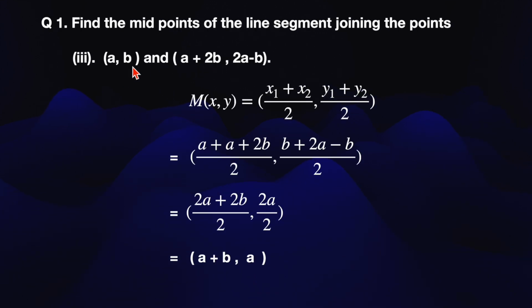Okay, so these are the 2 points here. This is x1, y1, this is x2, y2. So let's add. M (x, y) is equal to the x coordinate a plus 2b upon 2, comma b plus 2a minus b upon 2. Simplify this, you'll get like this. Again take 2 common and you can cancel it. You get a plus b comma a.